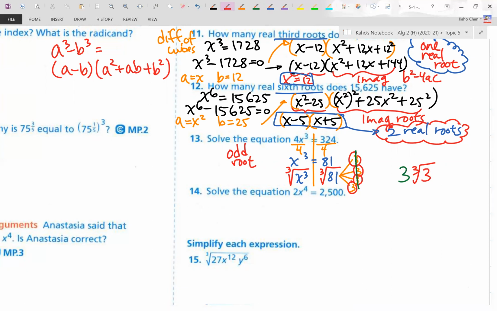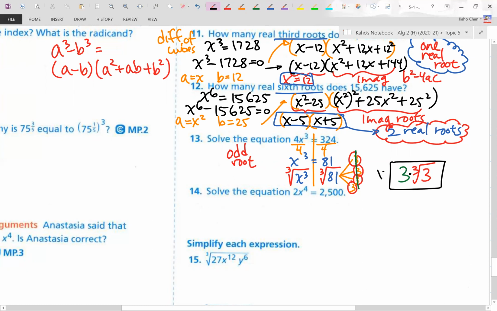That 3 that came out are the first 3 3s, but the last 3 is stuck underneath the radical, the cube root of 3. Isn't that weird? That's what the answer is. x equals 3 cube root of 3 is the answer. Ooh.